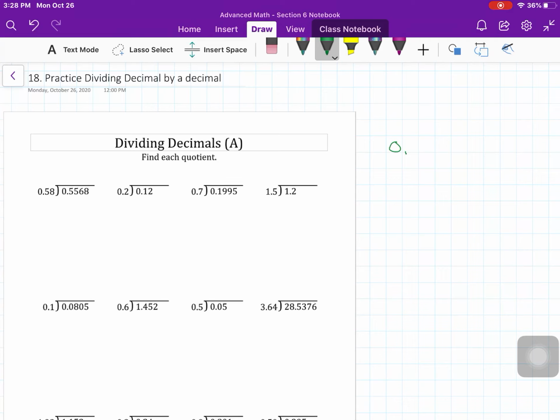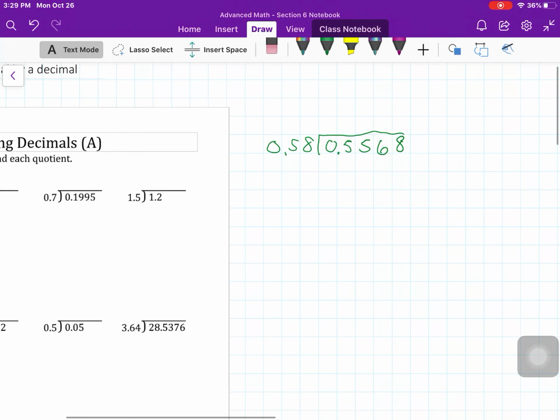So we've got 0 and 58 hundredths as a divisor. And we've got 0 and 5,568 100,000ths, excuse me. So this is the problem, and this is about as big as they're going to get, that we have to divide. First thing that we're going to notice is we want to clean it up a little bit.